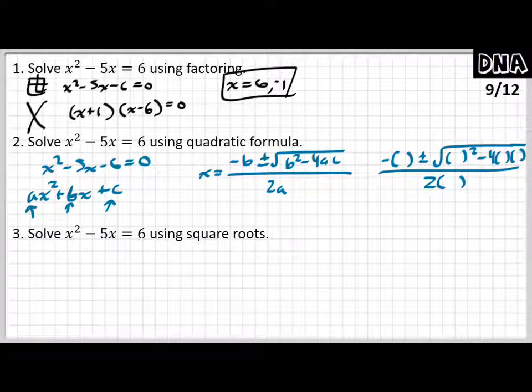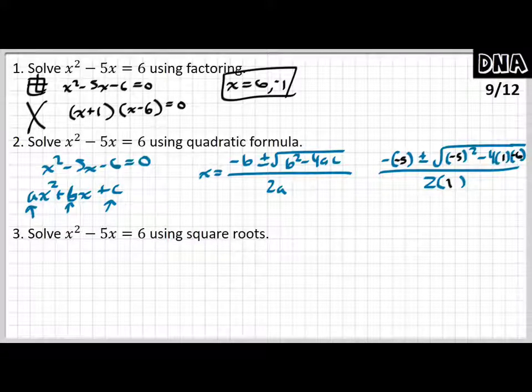What's my a? 1. What's my b? Negative 5. We know that because the b is next to the x term. So there's negative 5 there, and then my other negative 5 goes right there. And then what's my last one? My c. The c is the one without the x. So we put negative 6.